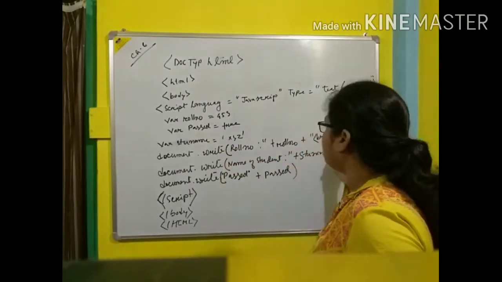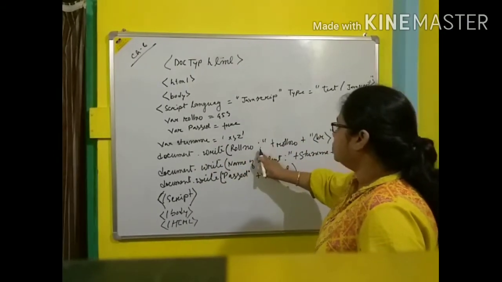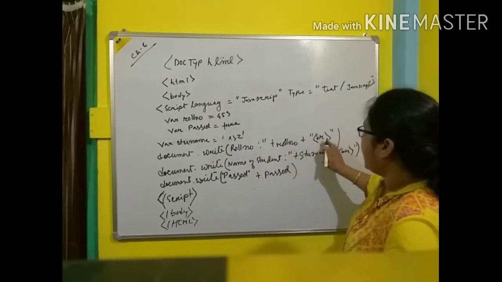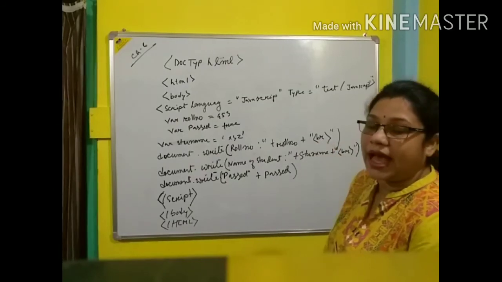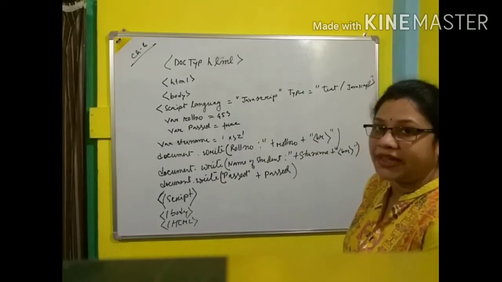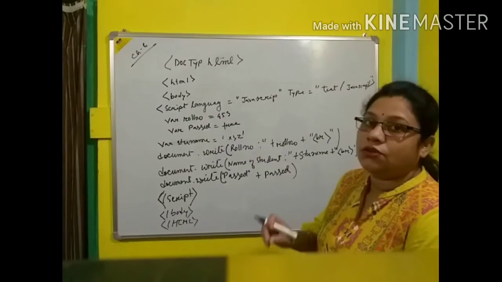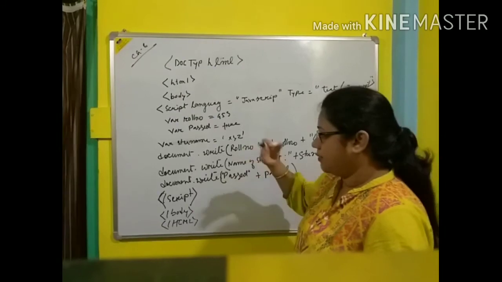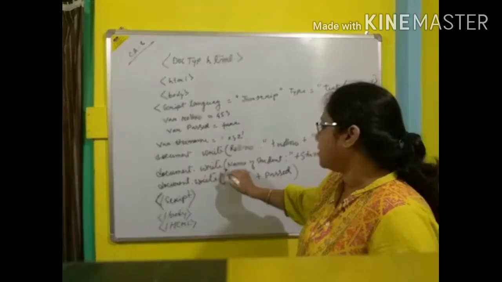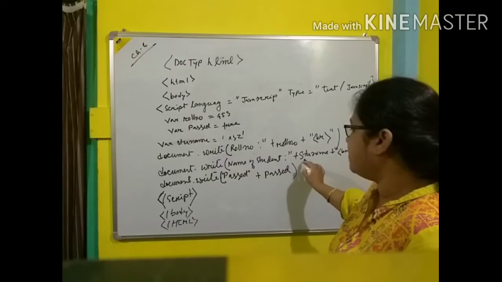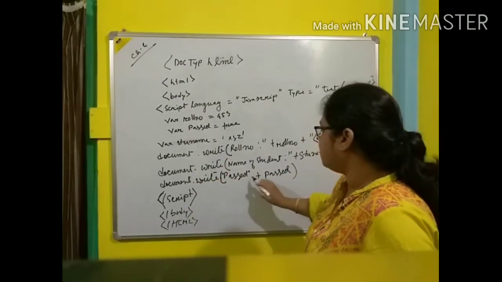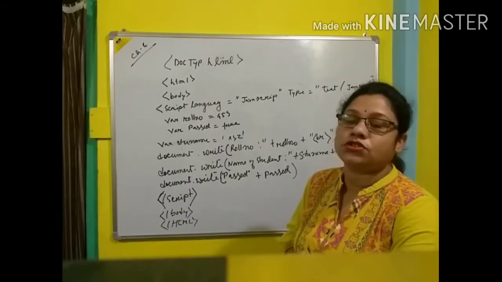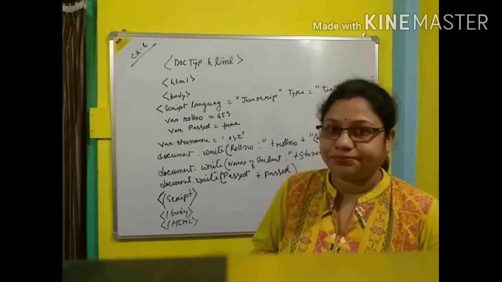document.write within the round bracket, "roll number equal to" within double quotation marks plus roll number plus, and this is the br break tag. I think all of you know the use of the br tag, that is used to break the line on the web page. After that document.write, here we are going to display the name of the student, and document.write pass is equal to pass. So student, the plus operator is basically used to join the text with a number.